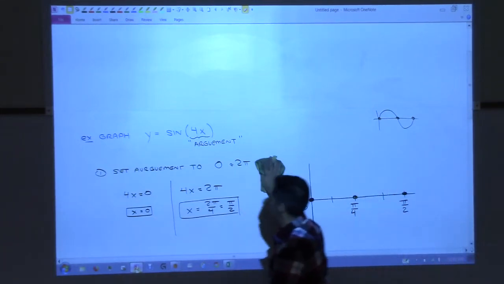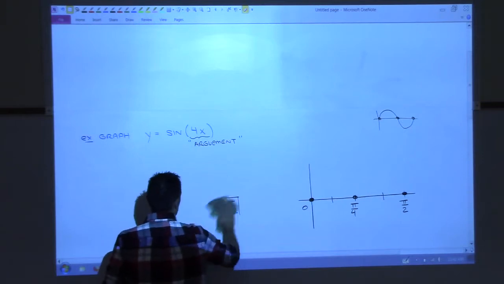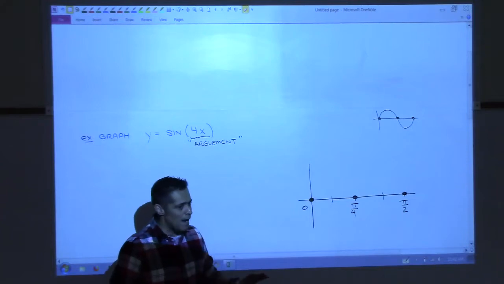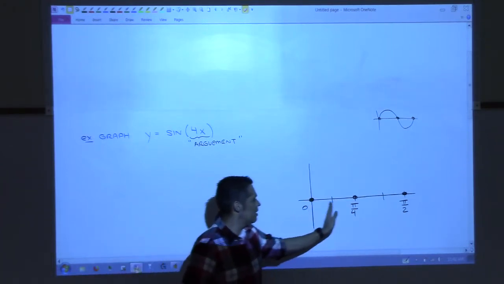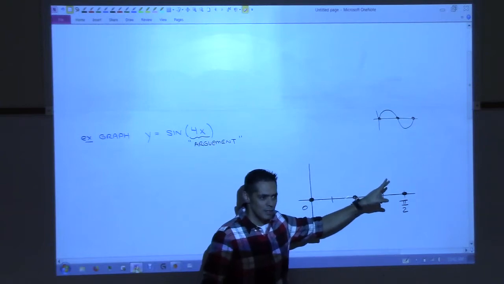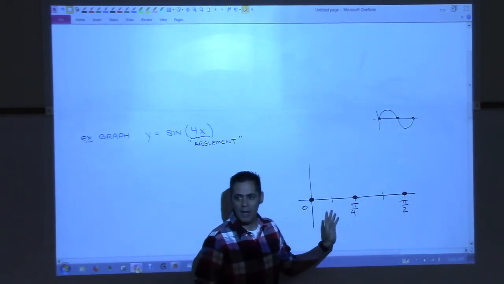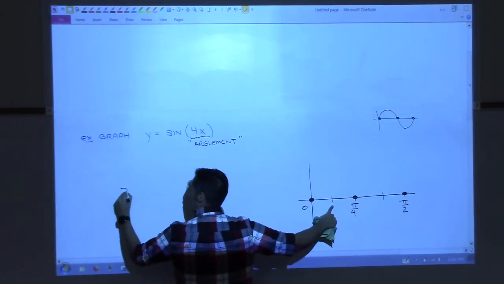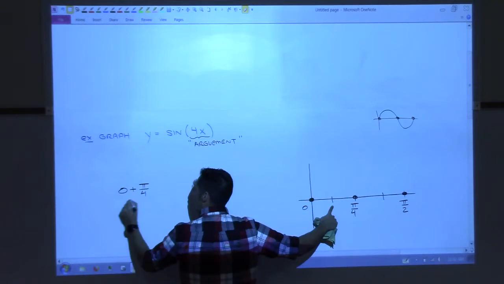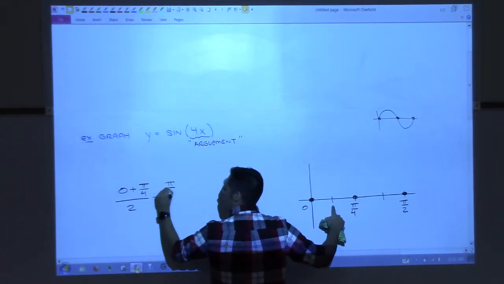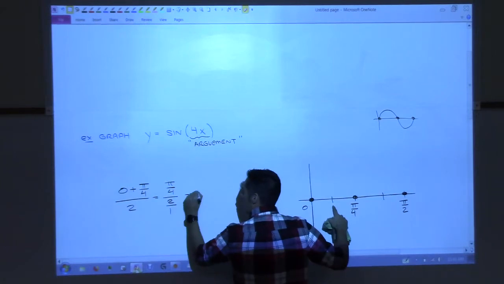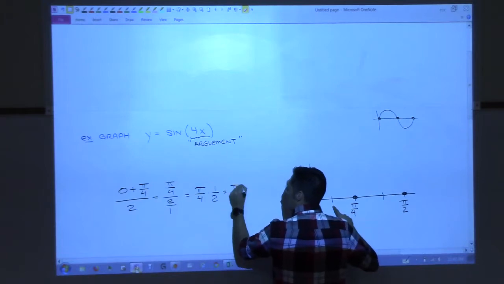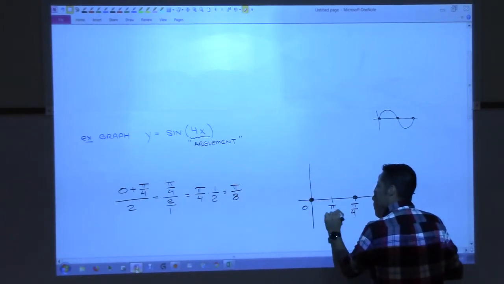I'm going to erase this over here. I've got this done. I'm going to go through these, because in my experience, the part of graphing that students mess up the most is figuring out what these points are. They can get the picture, but they can't figure out where these points are, and you have to be able to tell me where those points are. So I'm going to find this point right here. To do that, I take 0 and pi over 4, I add them together, and I divide by 2. That's pi over 4 over 2 over 1. Division is the same as multiplication of the reciprocal, so that flips, and I get pi over 8. So this is pi over 8. We good?